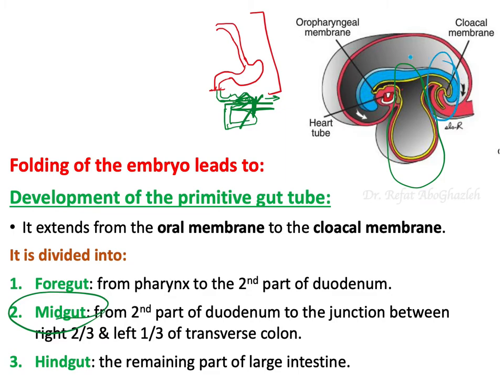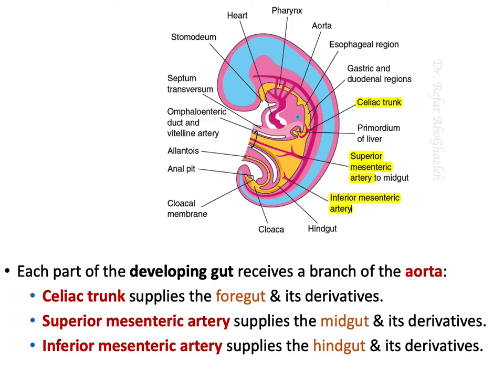Now, what about the hindgut? The hindgut extends from the left 1/3 of the transverse colon to the end, right? I mean, descending colon, sigmoid colon, and rectum, all the way until you reach the anus, right? So this is the hindgut, the remaining part of the large intestine. So what's the significance of that? If you know the derivatives of foregut, midgut, and hindgut, you know what each part will give.